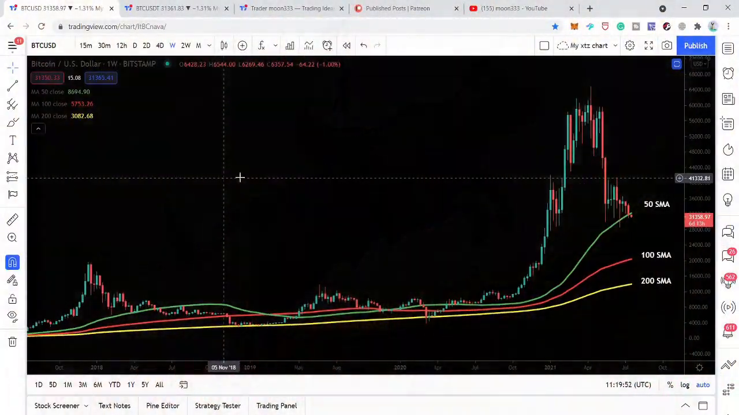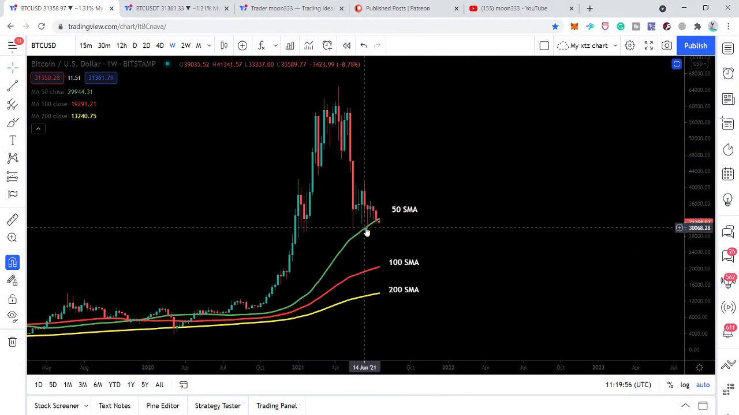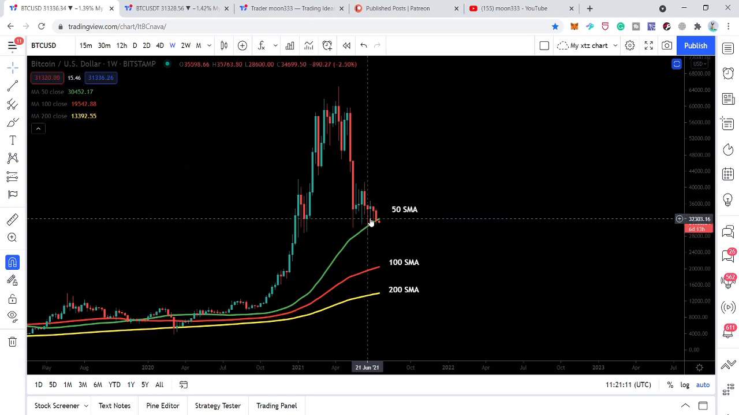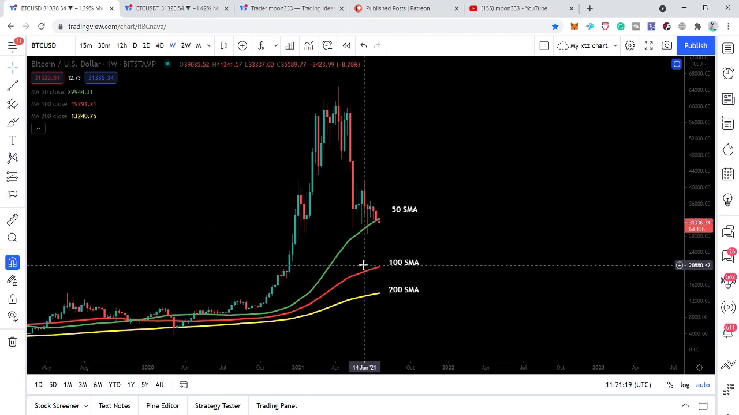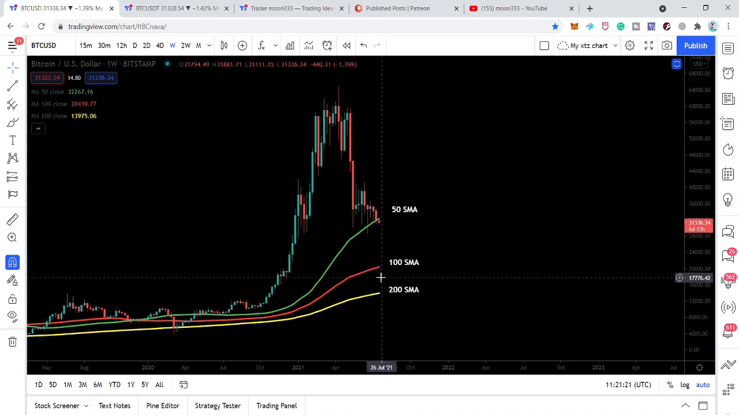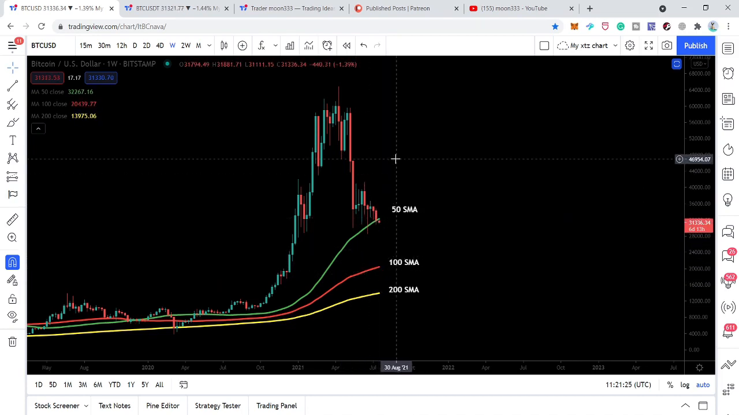We have seen so many previous rallies, but this time, after hitting this 50 simple moving average, we are not watching any proper rally, and now we have the weekly closing below this 50 simple moving average. So in today's video, we will try to analyze whether the price action will move more down to the next moving average, that is the 100 simple moving average, or it will reverse bullish towards the upside from here.